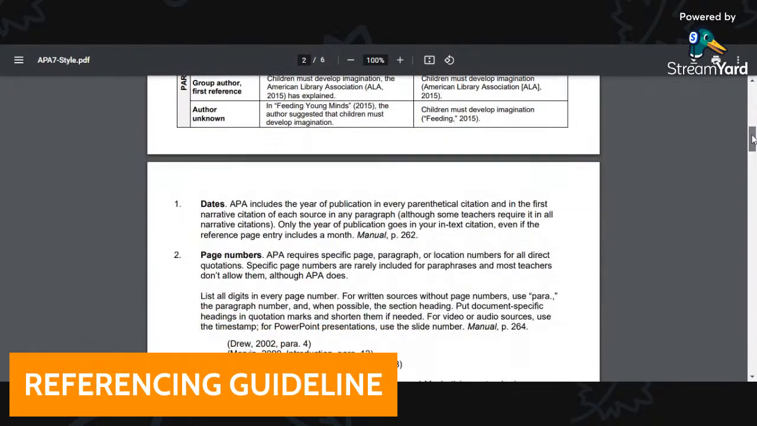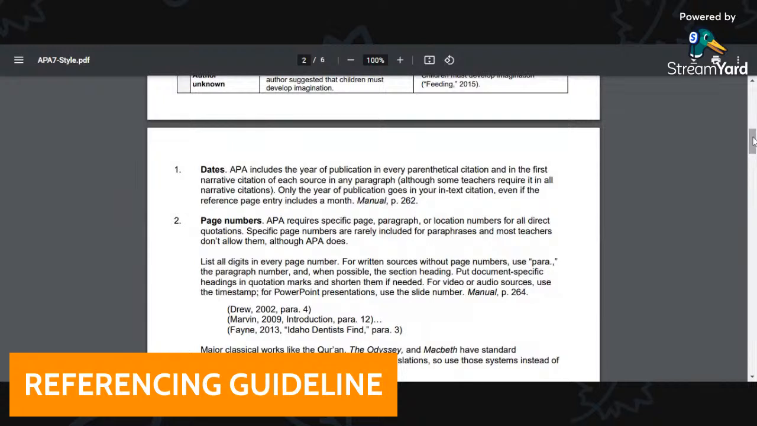Dates, and the APA manual includes these publications with the entry including a month. So here are page numbers, and how we have to use the page numbers.